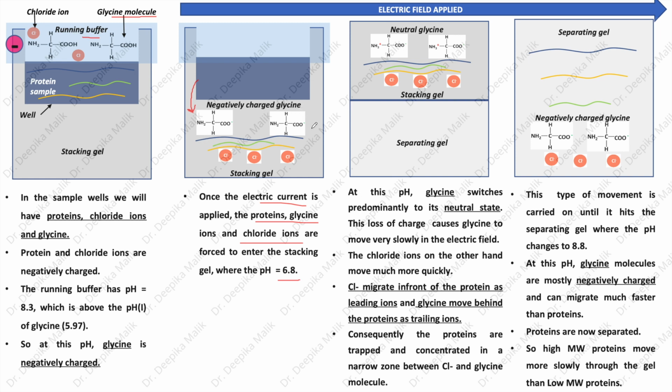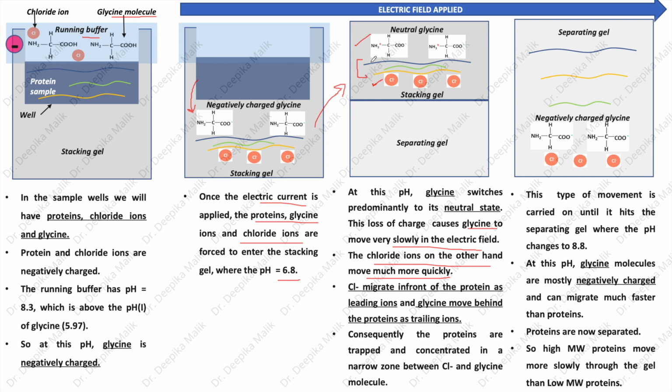Now in continuation of this, the third diagram shows the stacking and separating gel together. The pH in stacking gel is almost similar to the isoelectric point of glycine. Therefore, at this pH, glycine switches predominantly to its neutral state from the negative charge. This loss of charge causes glycine to move very slowly in the electric field. The chloride ions, on the other hand, move much more quickly. Chloride migrate in front of the protein as leading ions and glycine move behind the proteins as trailing ions. Consequently, the proteins are trapped and concentrated in a narrow zone between chloride and glycine molecules.